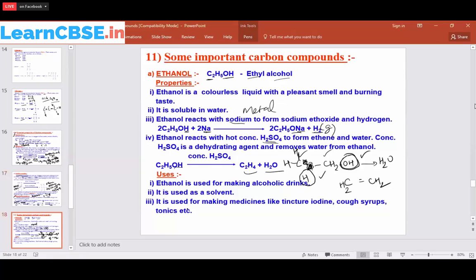So what are all the uses of the ethanol? So ethanol is used for making the alcoholic drinks, and also it's a very good solvent. It can dissolve so many organic compounds, and we particularly use it in chromatography and gas liquid chromatography and so many spectroscopic studies. We can use this ethanol as a solvent because it easily evaporates, and also it is used for making the medicines like tincture iodine, cough syrups and the tonics, etc.